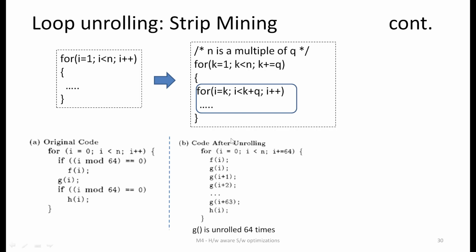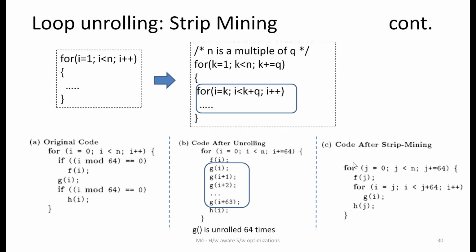So blindly, if it wants to, it will unroll the loop 64 times, meaning g of I will be repeated 64 times, g of I to g of I plus 63. So this is what unrolling would mean here.